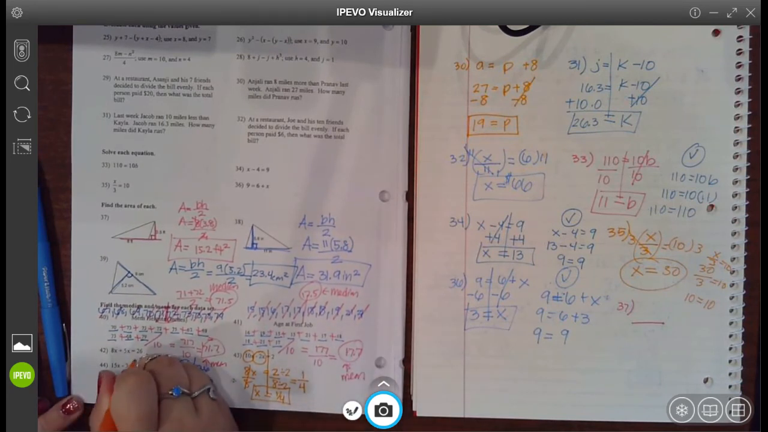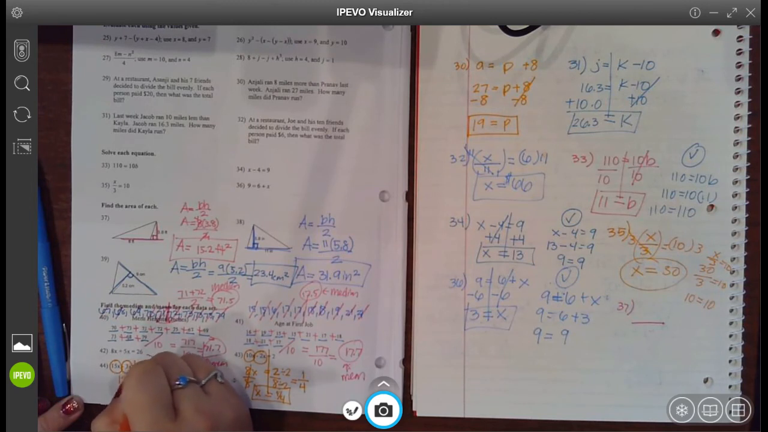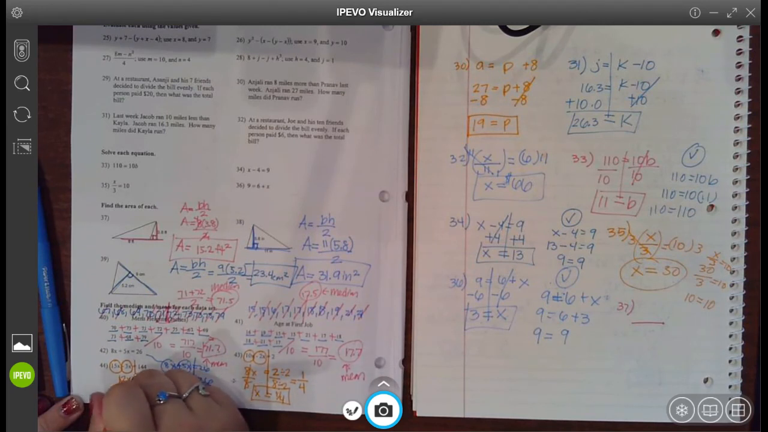Okay, last one. These are like terms, so combine your coefficients. 15 minus 3 is 12. So you have 12x equals 144. To get x by itself, the inverse of multiplying is to divide. These can cancel because anything divided by itself is 1. So you have 1x, or just x. And whatever you do to one side, do to the other. 144 divided by 12 is 12.